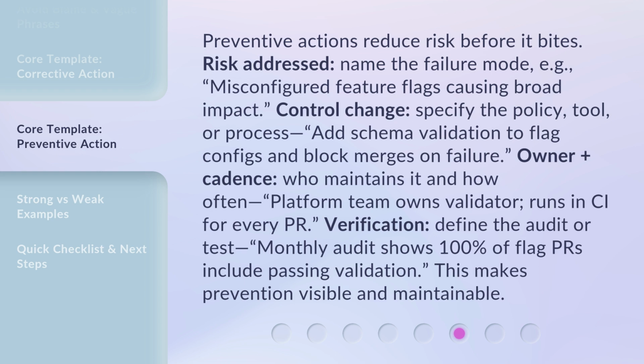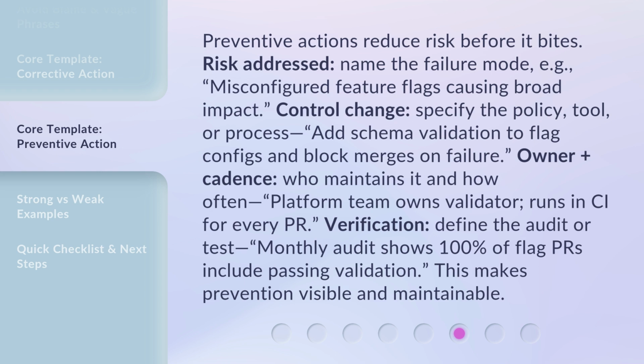Preventative actions reduce risk before it bites. Risk addressed: name the failure mode, e.g., misconfigured feature flags causing broad impact. Control change: specify the policy, tool, or process. Add schema validation to flag configs and block merges on failure.